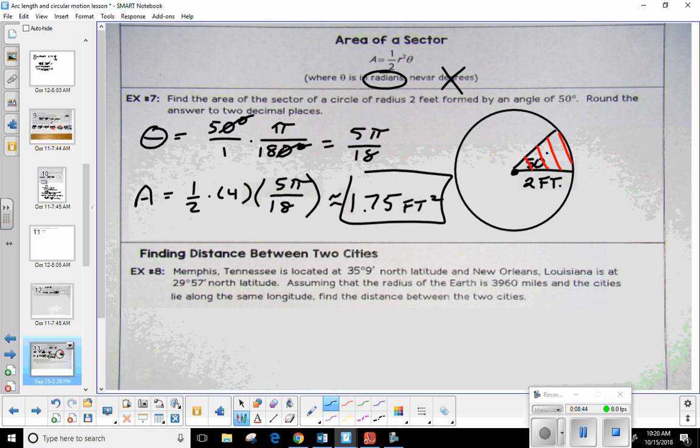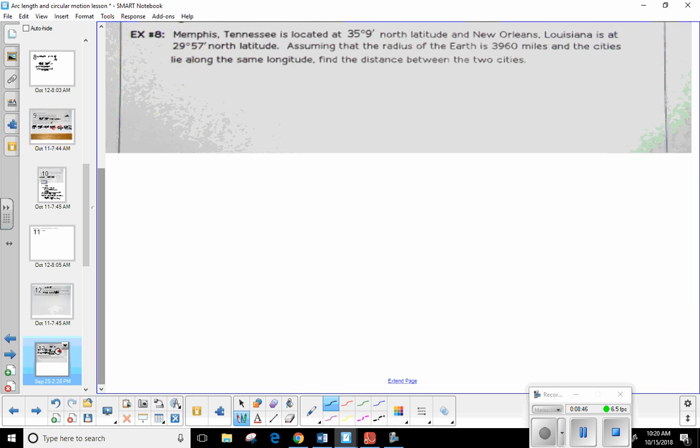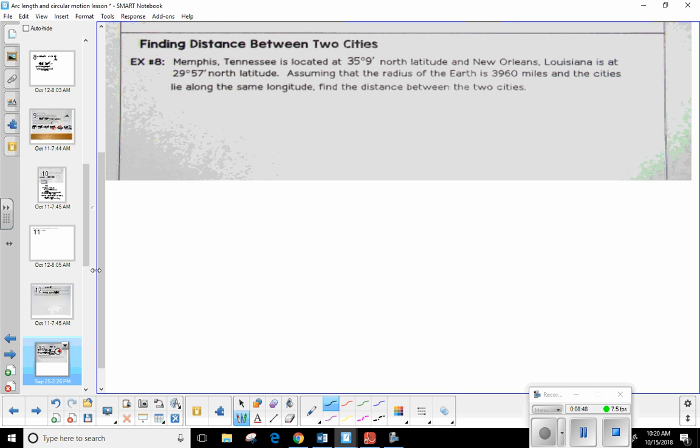Okay, well, let's take a look at number 8. This is a pretty nice little problem. I like this one. It says Memphis, Tennessee is located at 35 degrees 9. What's that little tick mark?